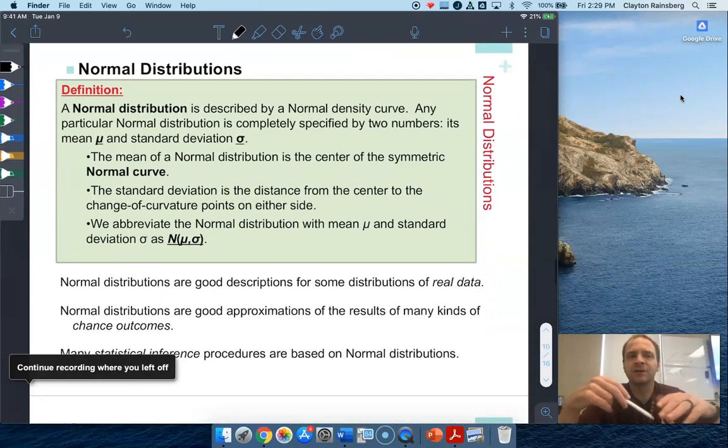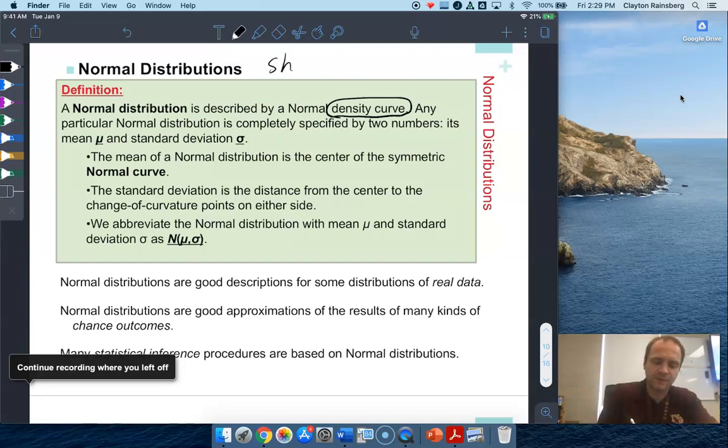When you're looking at it, a normal distribution is a type of density curve. Again, don't just skim past these definitions. These properties make up your multiple choice questions a lot. Remember, a density curve has an area of 1 underneath it. It is defined by 2 numbers, the mean, center, and the standard deviation, spread, and normal, shape. So when we describe it, we still describe it with the shape, the center, and the spread.